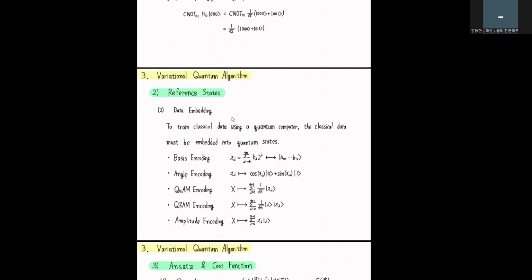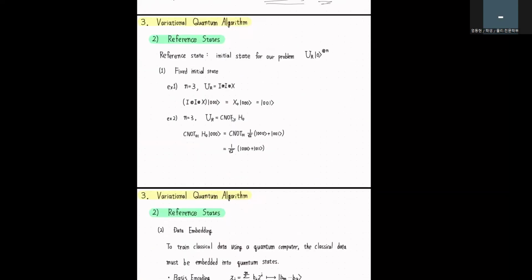So one component in variational quantum algorithms is what's called reference states. These are the initial state of our problem that we begin with. So for example, some unitary R reference applied to the all zero state. And these reference states are used mostly to encode data.